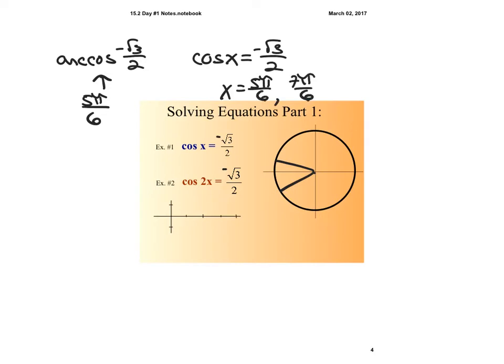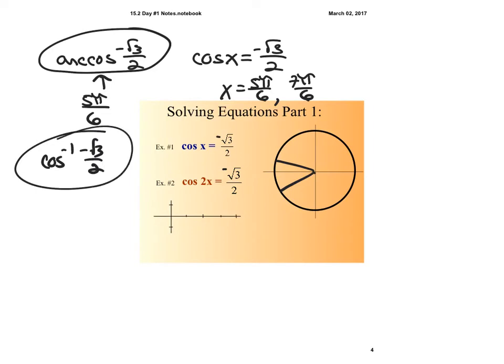So, Ms. Eichler, what's the difference? The difference is if the function starts with finding the arc cosine of negative root 3 over 2, or the inverse cosine, they're the same thing, that answer is only 5 pi over 6. If you put that into your calculator, you would only get one answer. You get a decimal that's equivalent to 5 pi over 6. But cosine of x equal to, you're going to get two answers.